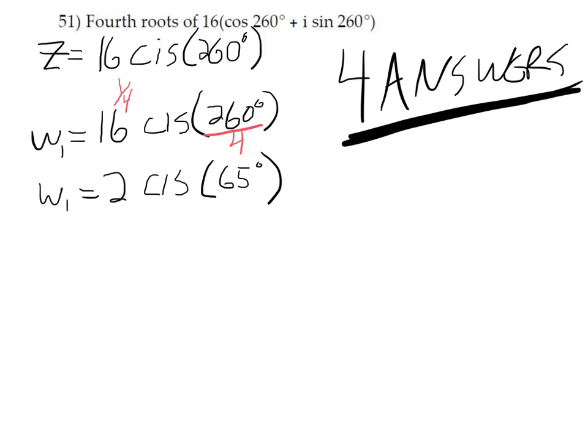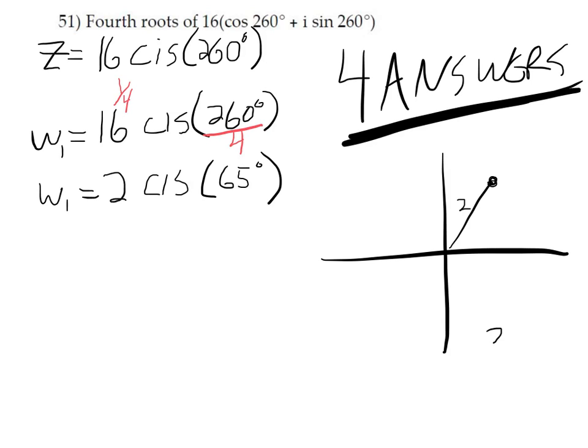Alright, so let's locate that one. 65 degrees out there, length 2. This is our first number. Now the key to roots in the complex plane, if there are fourth roots, they will be equally spaced. Now a full circle is 360 degrees, and if we have fourth roots we have to divide by 4 and we get 90 degrees. This is the equal spacing.